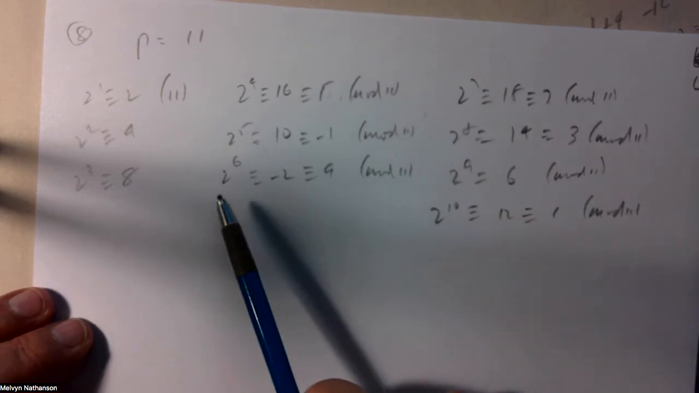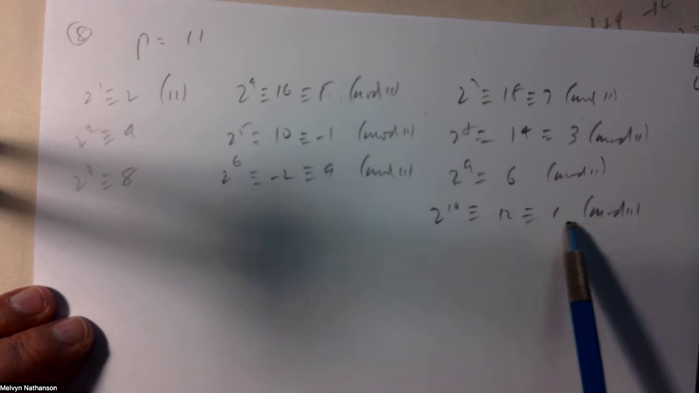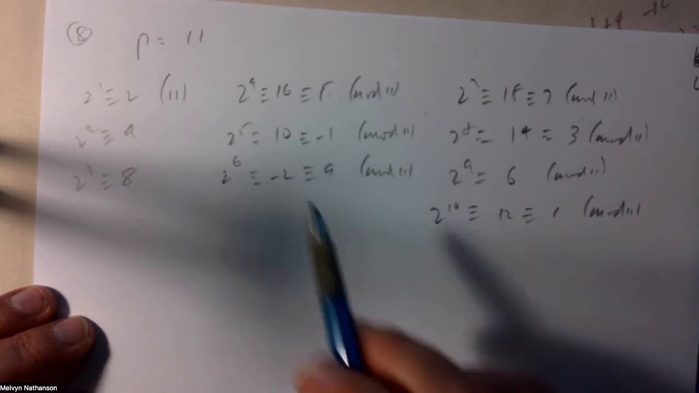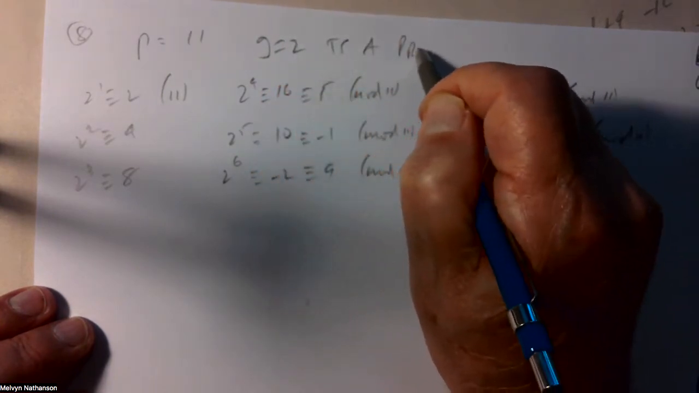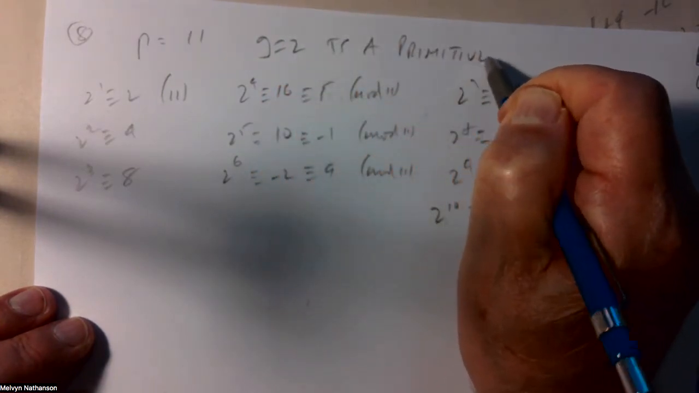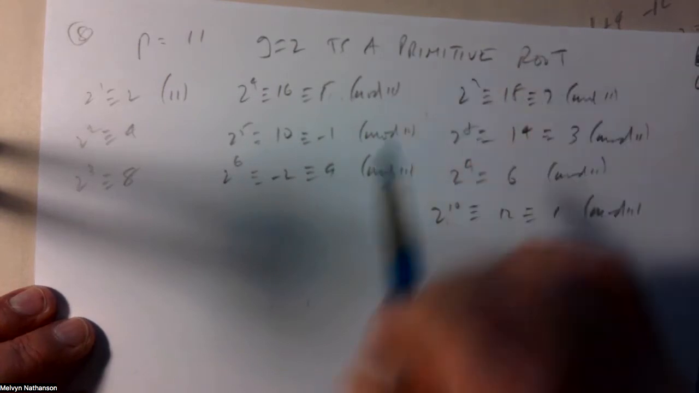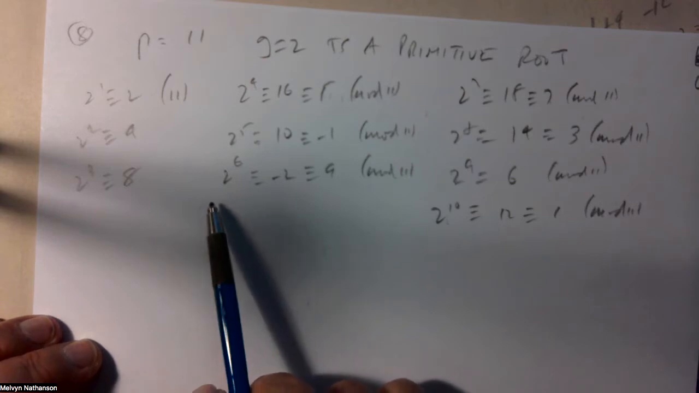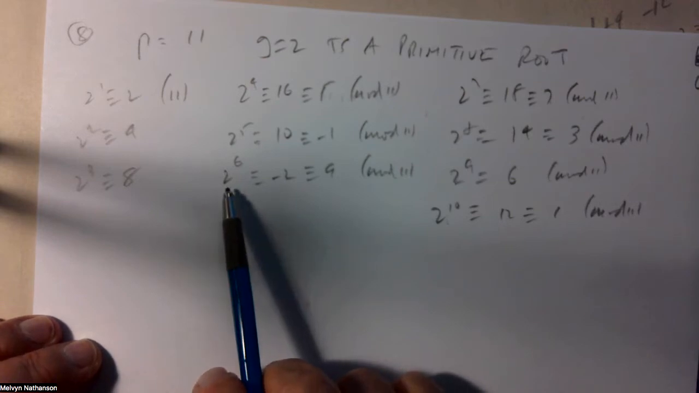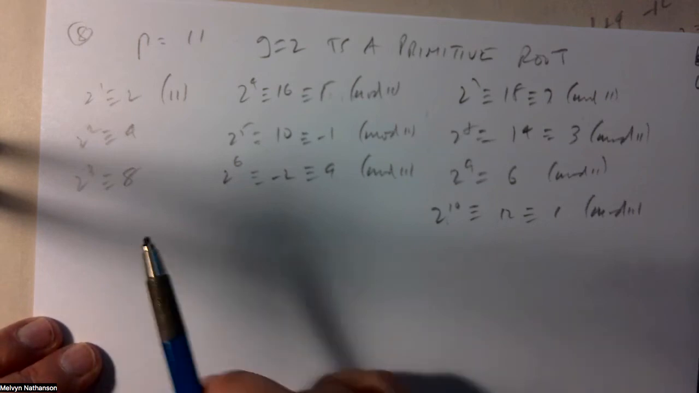So the smallest power of 2 which is congruent to 1 mod 11 is the 10th power. So g equal to 2 is a primitive root. I just calculated 2 to all powers k, for k from 1 to 10. So that's that.